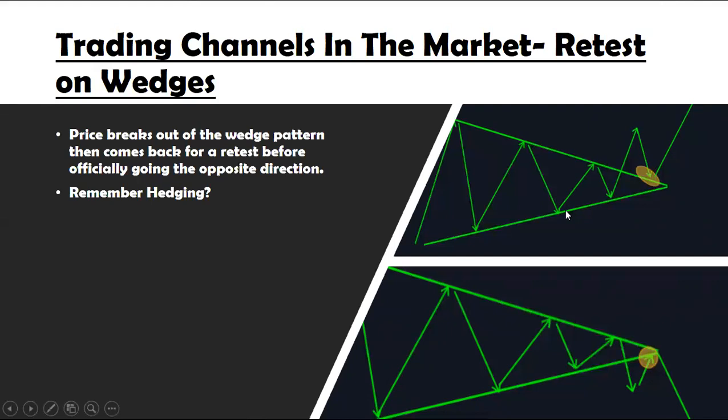Same thing here at the bottom. We have a wedge, and so price is consolidating, and it's becoming more frequent in consolidation, and then bam, it breaks out of that, comes back to retest, and that's what we're looking for.